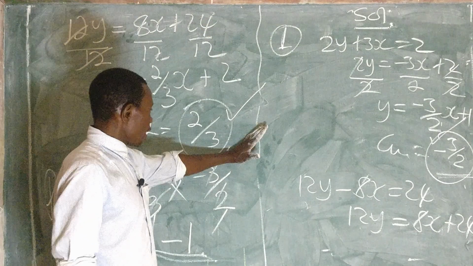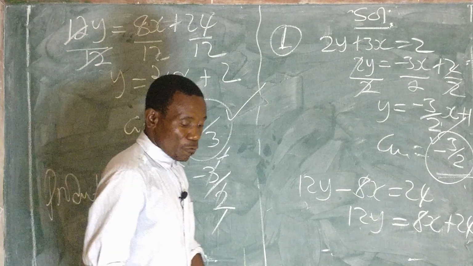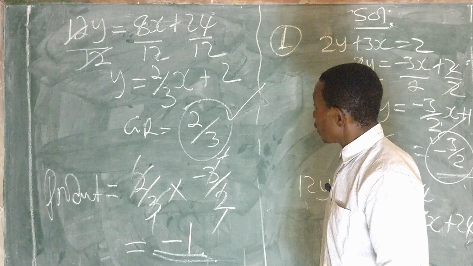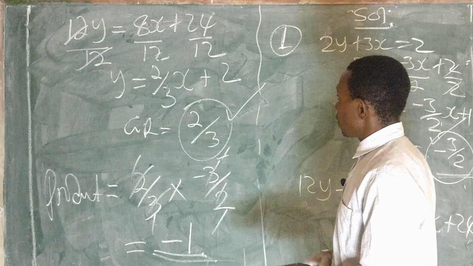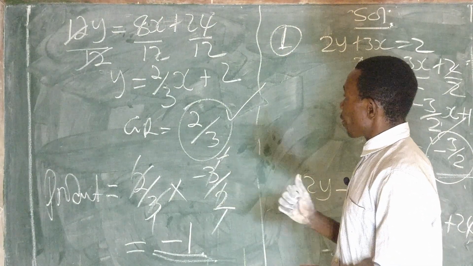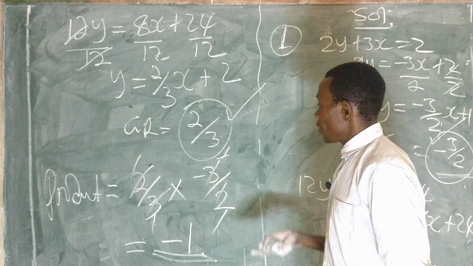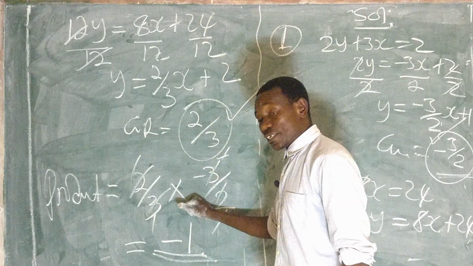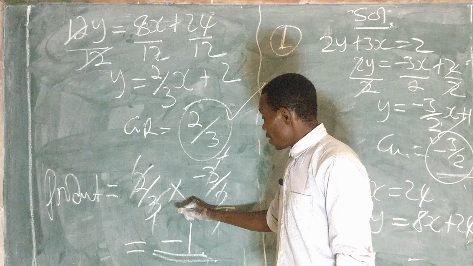So I'll leave the second example for you as an exercise. Do as I've just done in the first example. Try to calculate the gradients of the two lines and then come up with the product of those two gradients.